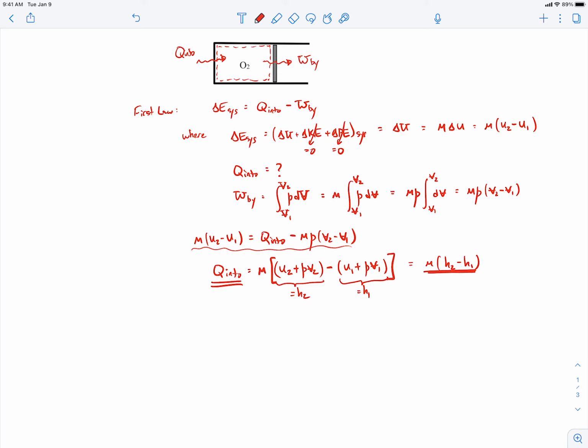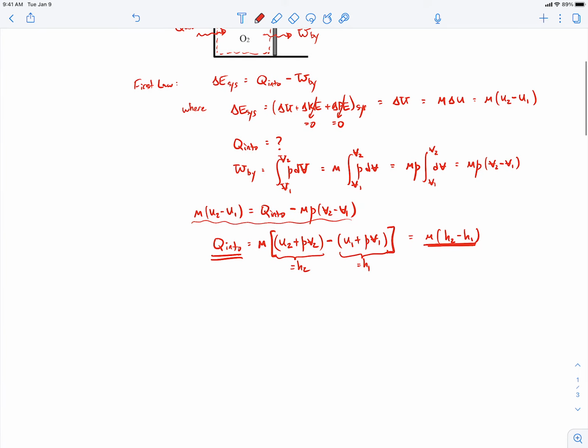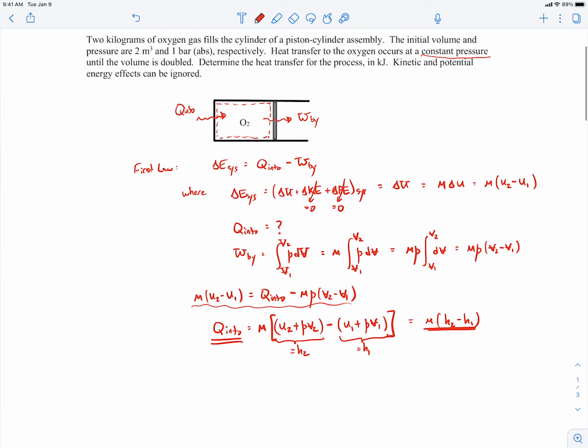It's just a little easier to work with, I think. You don't have to do it this way, but it's easier. Now, the mass of the oxygen, we're told in the problem statement, is 2 kilograms. So I'll just make a note here: mass of the oxygen is 2 kilograms.